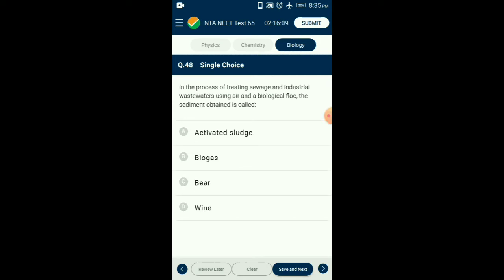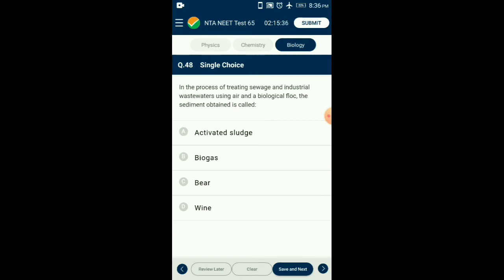Question number 48. In the process of treating sewage and industrial wastewaters using air and a biological fluid, the sediment obtained is called? Sewage mixed with bacteria and fungi that thrive and multiply in it lead to oxidation. Activation reduces the organic pollution that raw sewage otherwise will impose on the body of water to which it is discharged.